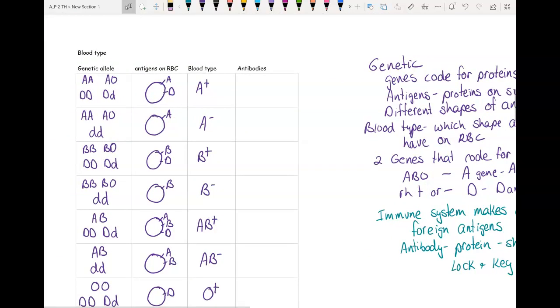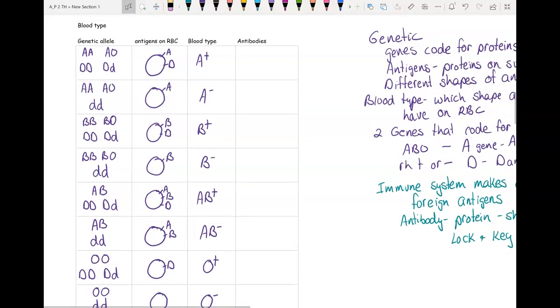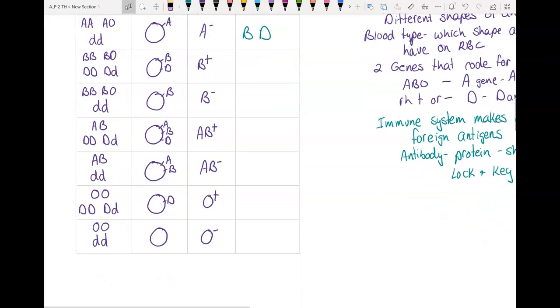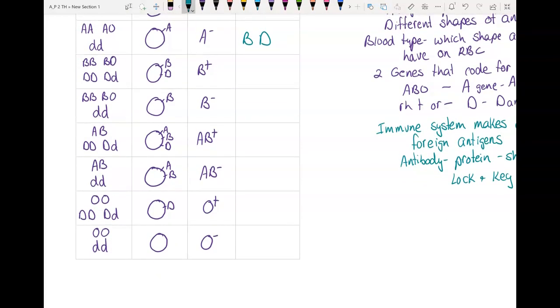So remember, you're going to have antibodies against whatever antigens are foreign to you. If you have A positive blood, that means you have A and D antigens. You will therefore have B antibodies because B is foreign to you. If you're A negative, you have A antigen. You do not have B or D. So B and D are foreign to you, you'll make B and D antibodies. If you're B positive, then you do not have A antigens. They are foreign to you, so you make A antibodies.